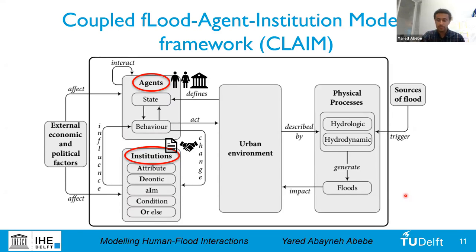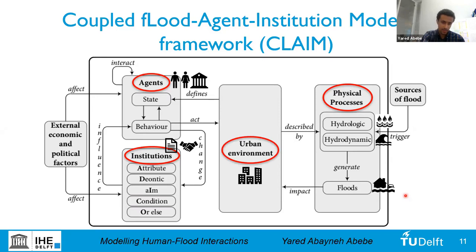The third element is physical processes. These are hydrologic and hydrodynamic processes: rainfall runoff, infiltration, coastal processes, pipe flows, 1D and 2D models, surface flow, all those that generate the flood. Any type of pluvial or flash flood. These are the physical processes.